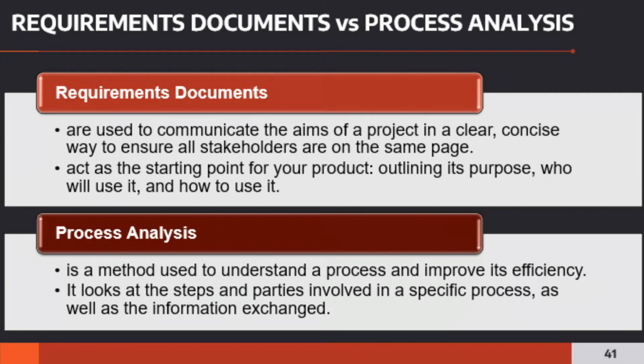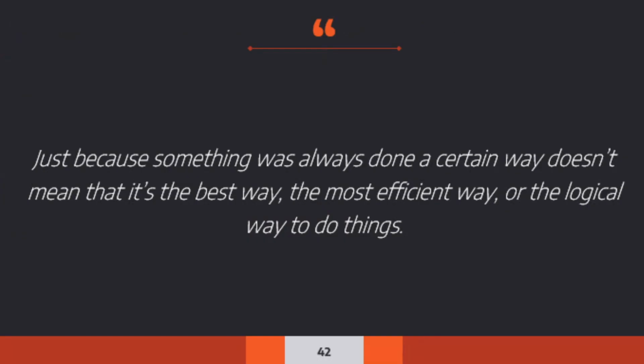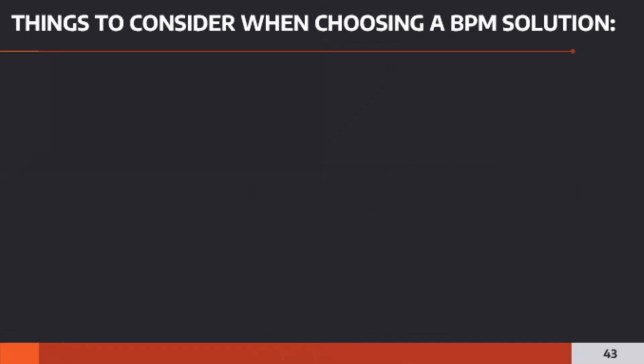So that's very important. Just because something was always done in a certain way doesn't mean that it is the best way, the most efficient way, or the logical way to do things. So remember that phrase. So what do we consider when choosing a BPM solution? There are 6 things that you need to consider when you choose a BPM solution.